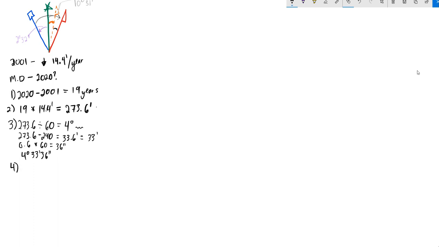Then for step 4, we figure out the original magnetic declination. So I have 10 degrees, 31 minutes, my grid declination, and I'm going to minus the 2 degrees, 32 minutes. And that gives me, working backwards, 7 degrees and 59 minutes. Double check my math there. In the classroom, I make you guys do this work, so you gotta check it out, make sure it's correct, and go from there. Okay.